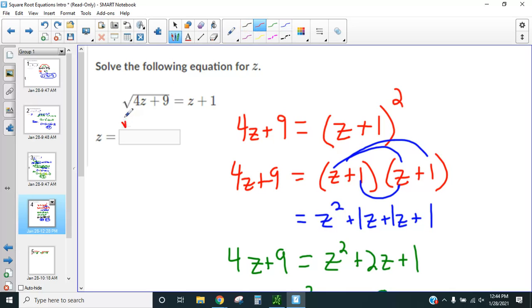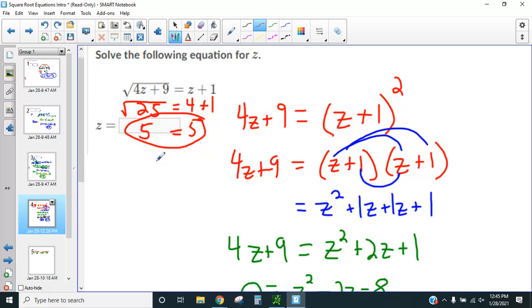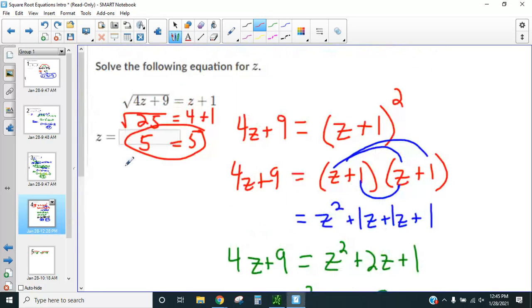Plug in 4. I'm going to get 4 times 4 up here. That's 16, right? 16 plus 9, 25. And then what's the square root of 25? 5. When I plug in 4 on the other side, it says 4 plus 1, which is 5. That tells me that answer is correct. 5 equals 5. The other one, if you plug in, you're going to get 1 equals -1, which is clearly not right.